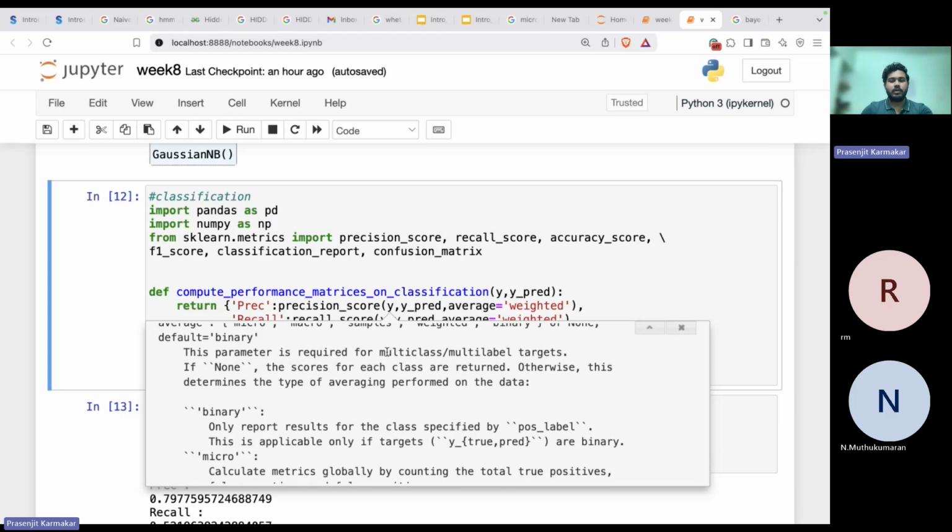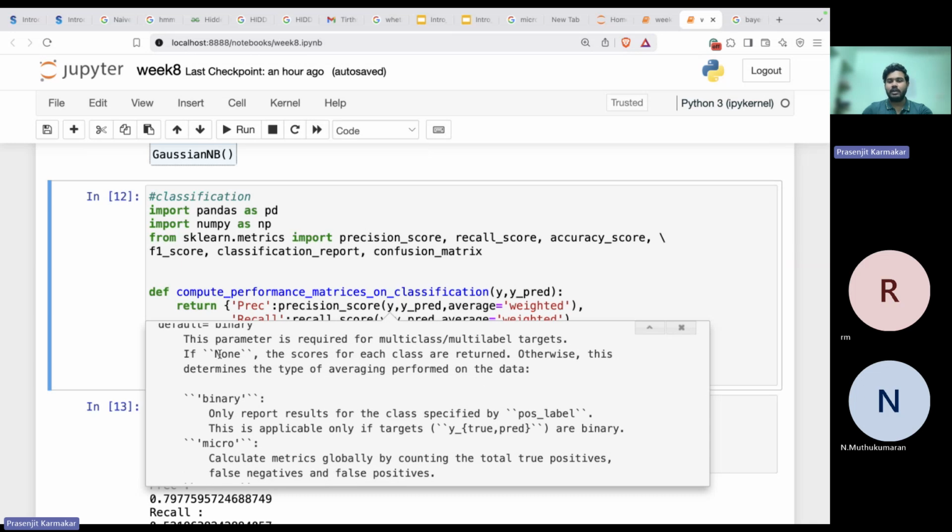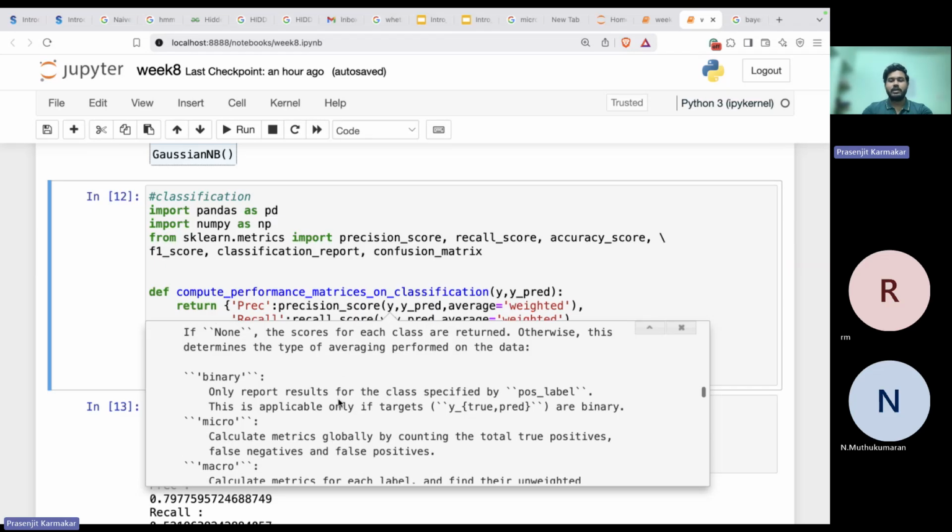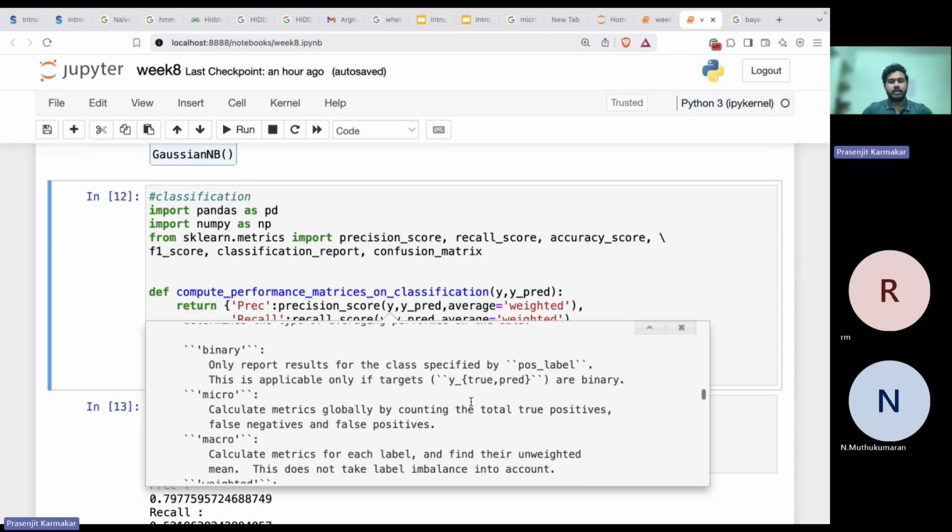The parameter is required for multi-class or multi-label targets. If None, the scores for each class are returned. Otherwise, this determines the type of averaging performed on the data. So if I just put None, it will return scores for each particular class, recall for each class C1, C2, C3 like this. Binary only reports results for the class specified by the positive label, and the binary average is applicable only if it is a binary classification task.